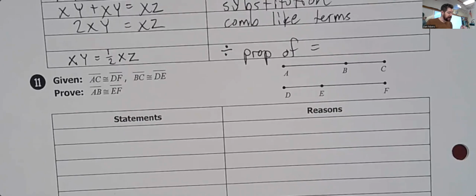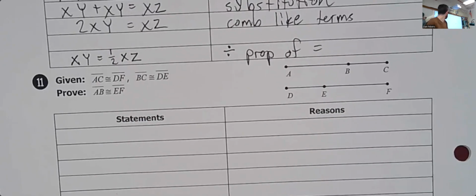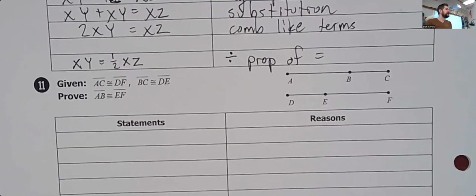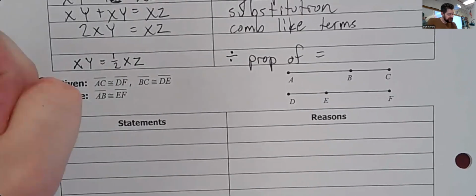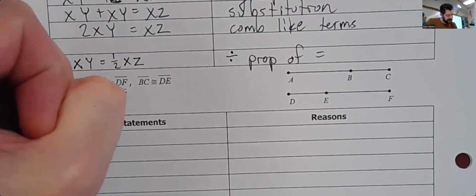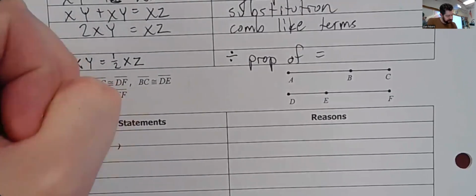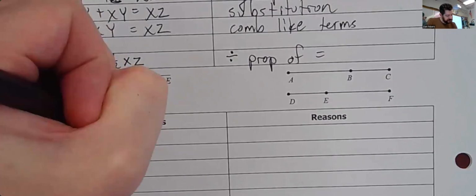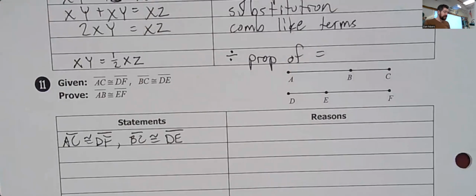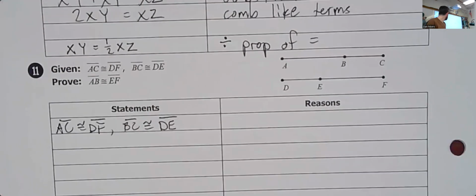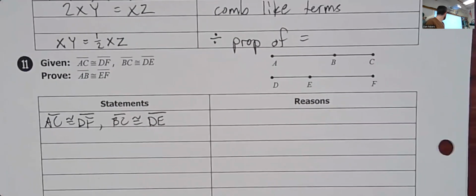Here we go. Given, we have two statements of congruence, yeah? So let's just use both of those because congruent statements can go together. So we'll write both of those in. Segment AC is congruent to segment DF. And segment BC is congruent to segment DE. And on the diagram, we can put those in as well. So let's see, AC, that's the whole thing, isn't it? So AC is congruent to DF.